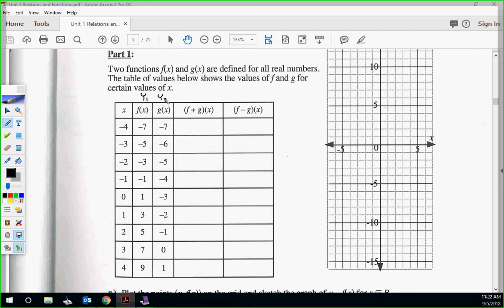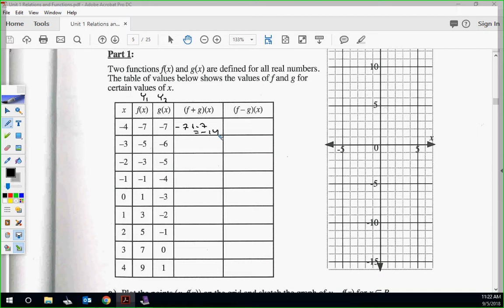So if I go f plus g of x, so that would be -7, -7. So like -14. I'm not sure if they just want us to write the, yeah, just right there. Just put the number -14. You don't have to put the -7, -7.